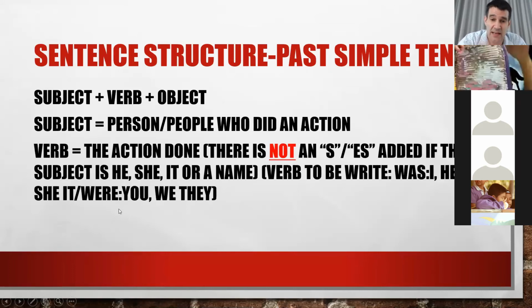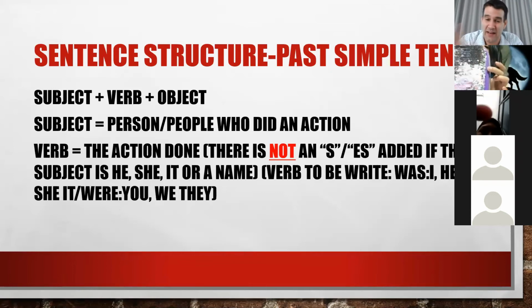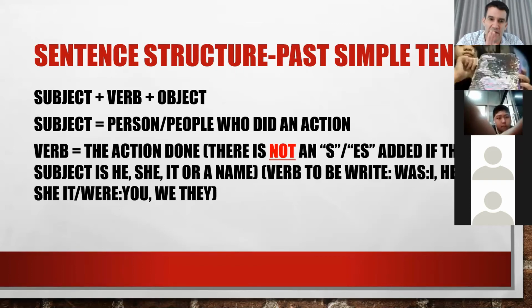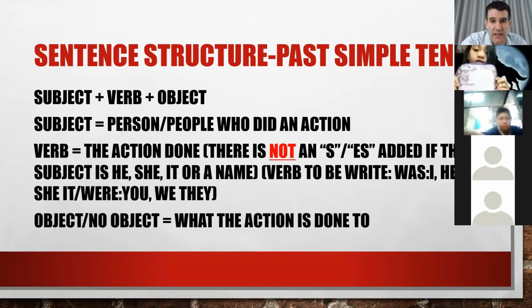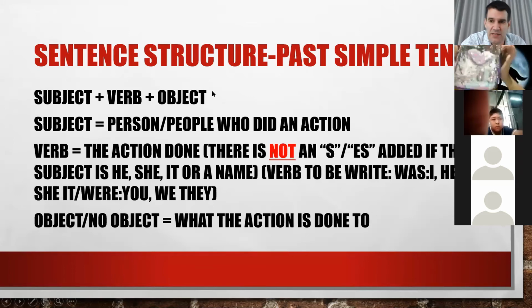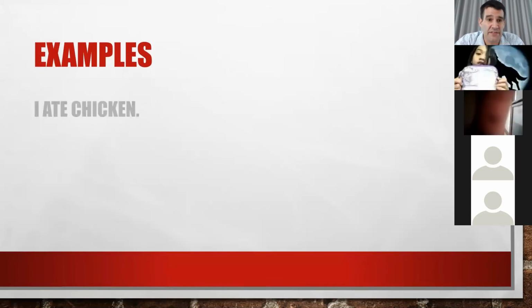So the subject is the same, the person. The verb is the action done. Do not add S or ES. This does not happen with verb 2. That only happens with verb 1. And verb 2 of be, the past tense, is was or were. And again, object or no object. Some sentences have object, some no object. So I'll go through some examples.